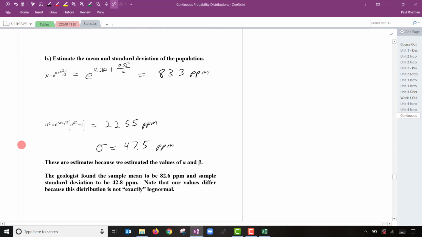It turns out that the actual values for the mean were 82.6 and the standard deviation was 42.8. We were pretty close, but remember, we're using a theoretical model, and this data didn't exactly follow that model. It was pretty close, but not perfect, and that's why there's a difference between those two. But I just wanted to show a quick example there where these parameters just don't magically appear. You have to collect some data and have some idea of the shape of the thing before you can start building a model.